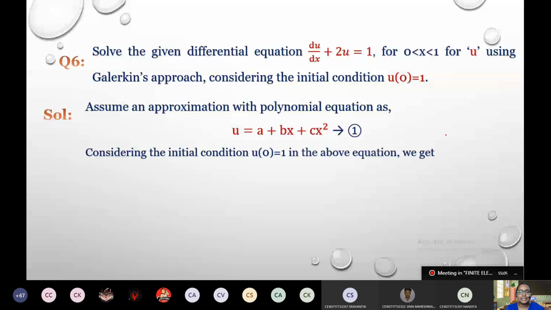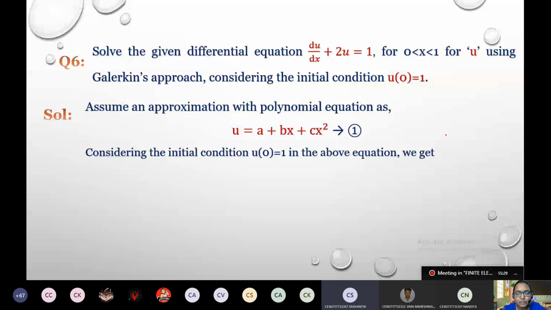Considering the initial condition u of 0 is equal to 1 in the above equation, what do we get? You substitute? Coefficient, ma'am. Sorry? 1 is it coefficient? U is equal to A, no, ma'am. Yeah. Then you are saying u of 0 is equal to 1. 1 is coefficient of the constant, ma'am.